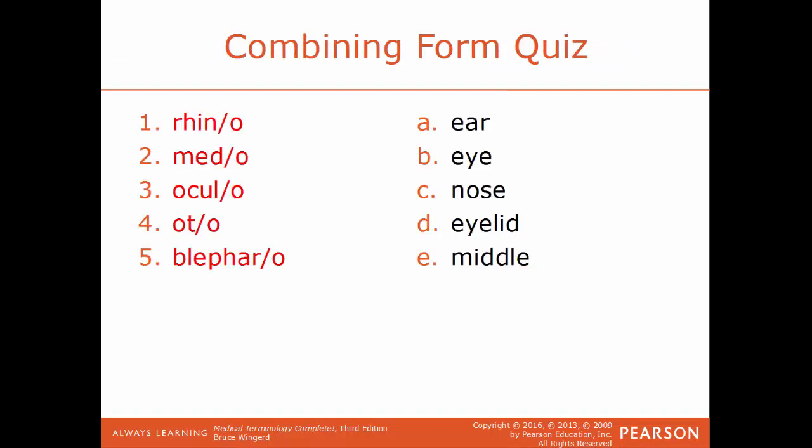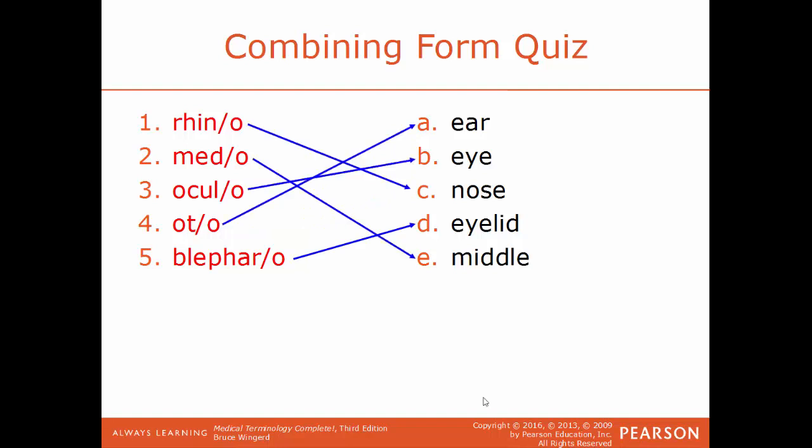We'll end our chapter with our combining form quiz. Terms on the left: rhino, medio, oculo, oto, or blepharo. They'll match up with either ear, eye, nose, eyelid, or middle. Rhino goes to nose. Medio goes to middle. Oculo goes to eye. Oto goes to ear. And blepharo, eyelid. And here are all 5 terms correctly matched to their definition.